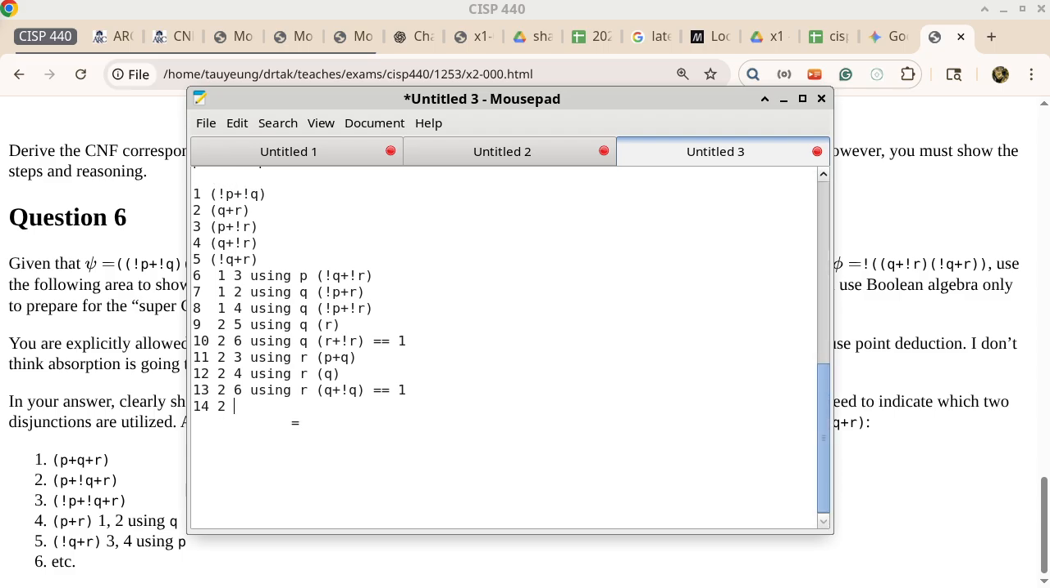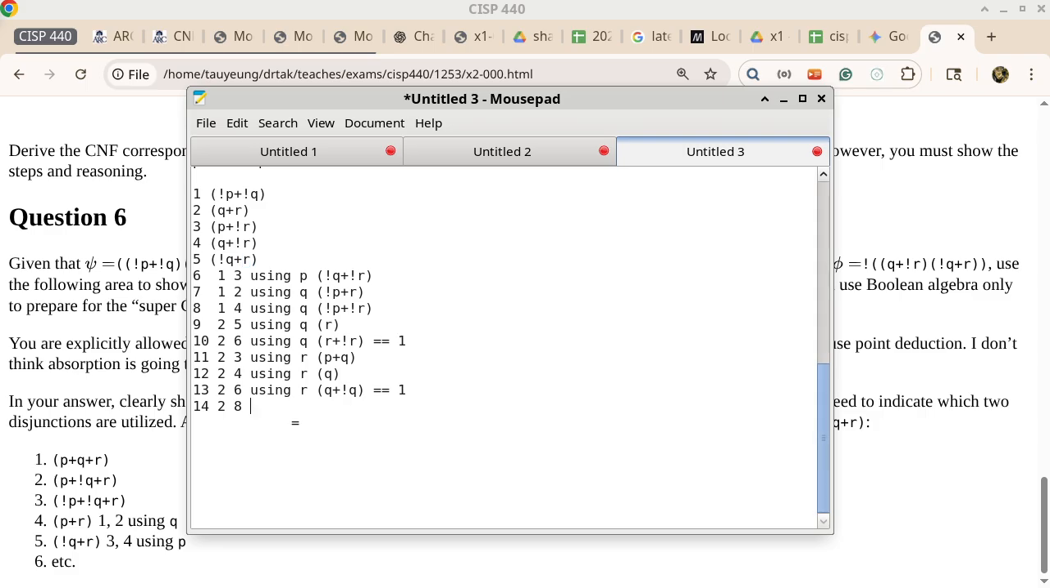So number 14, we are still looking at 2 and using R. So 2 has a R, we're still looking for a not R. So the next one up is number 8. Am I not using 5? 2, 5 using R. No, 2, 5 cannot use R because 2 is using R that is not negated. 5 does not have not R. It has R also not negated. So those two cannot resolve.